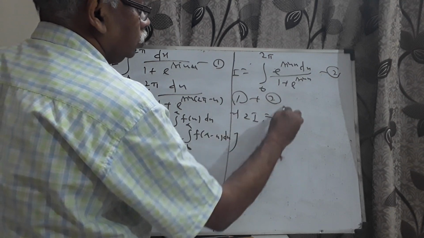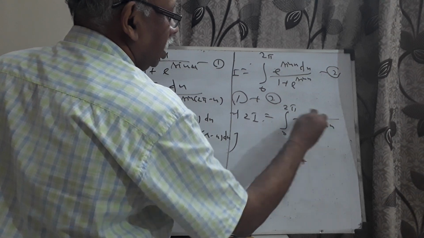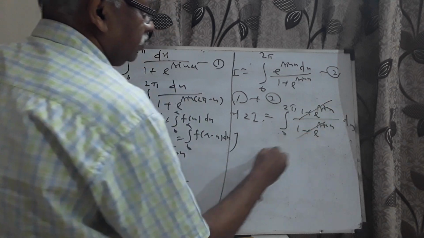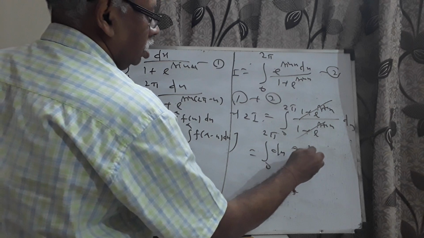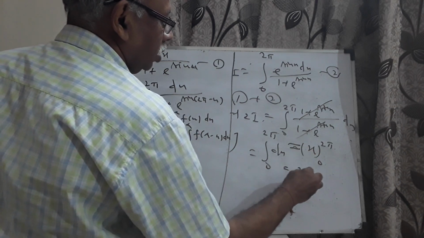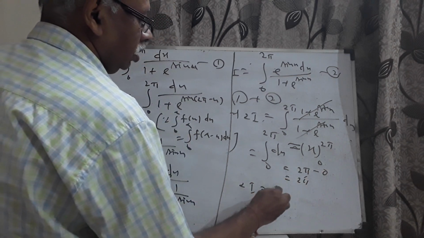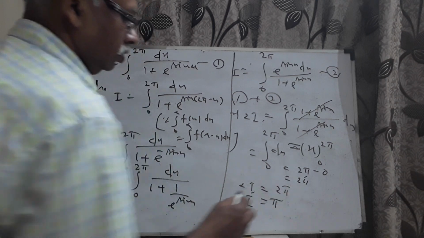2I is equal to, when I have the common denominator, I'll be able to add the numerators. Therefore, this will get cancelled fully. Integral dx from 0 to 2 pi. My upper limit is 2 pi, lower limit is 0. 2I is equal to 2 pi, which implies I is equal to pi.